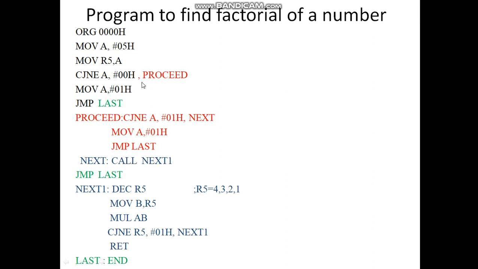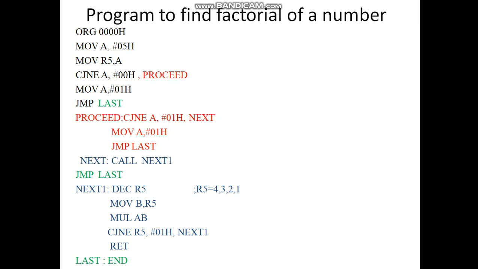First the number is compared with 00. CJNE stands for compare and jump if not equal. Here the number is not 0, so it will go to the label proceed. Here the number is checked whether it is equal to 1. Here also the number is not equal to 1, so it will go to the label next. Under this label a subroutine is called using the instruction call next one. So control is moved to this instruction next one.